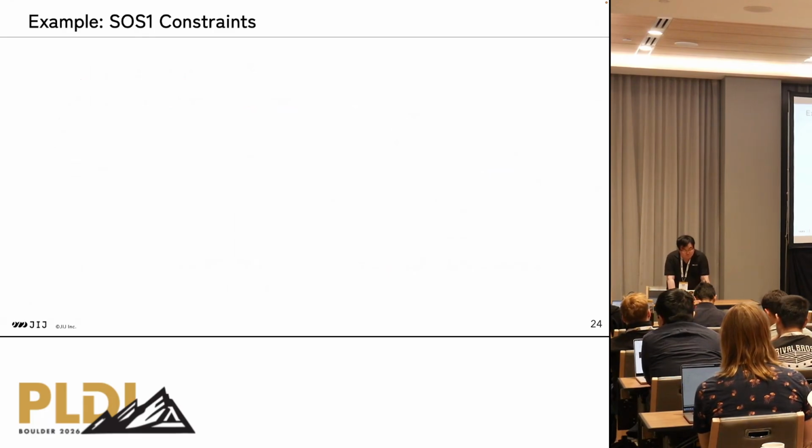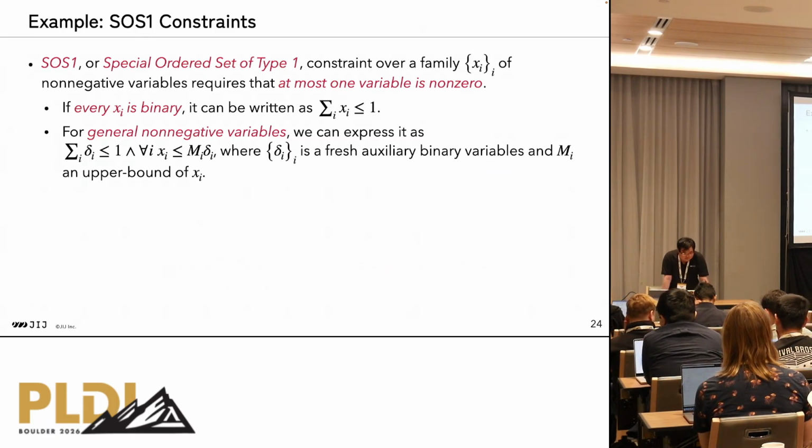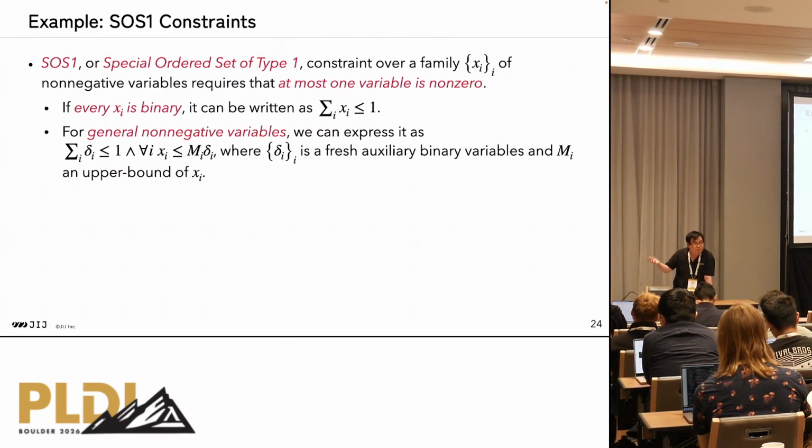So as an example, an SOS1 constraint is a constraint over a family of non-negative variables, x, y here, that demands that at most one variable is non-zero. And users write such rules using equations rather than symbolically. This is SOS1. So if all variables are binary, it can be written as just that their sum is at most 1.